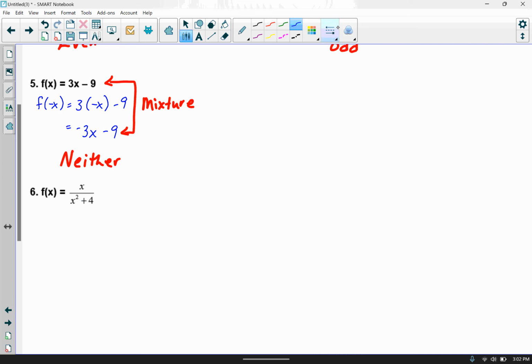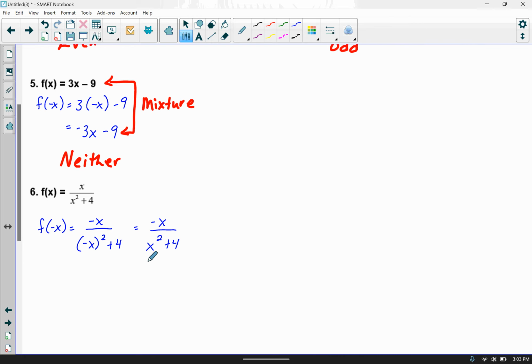So I'm going to first find f of negative x, because that's what we always find, f of negative x. So everywhere I see an x, plug in negative x. So up top, I got negative x. On the bottom, negative x squared plus 4. So now let's clean that up. That gives me then negative x over a negative raised to an even power. Comes out positive, so x squared plus 4. Now, if you go back and compare it back to the original, you might be apt to say, well, there's a mixture. Some changed and some didn't, so it's got to be neither.